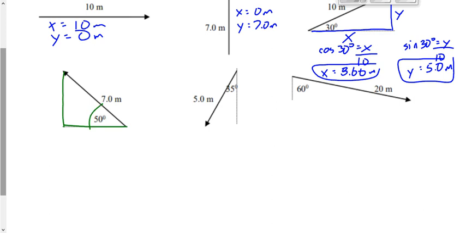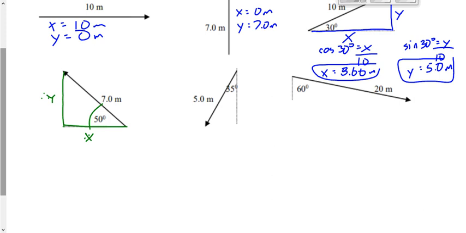Which side is x? This one or this one? Position 1 or position 2? Which one's x? The bottom one. This is y then. Which side of the triangle is x? Opposite, adjacent, or hypotenuse? It's adjacent. It's the one that's beside the angle, but not the long one beside the angle, because that's the hypotenuse.